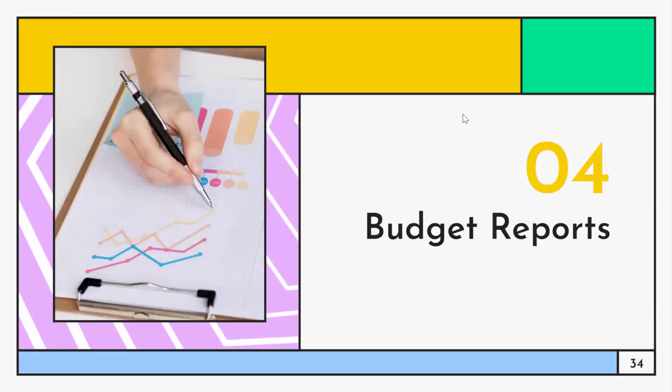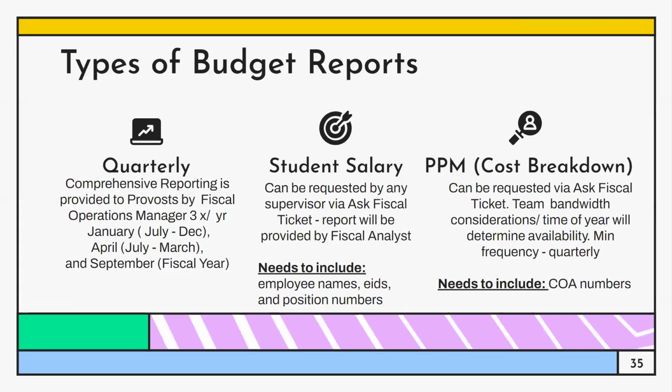Now, talking a little bit more about budget reports. There's a couple of different budget reports that are available to the colleges. One is the quarterly budget report, which is a comprehensive report that's provided to each of the college provosts by the fiscal operations manager 3 times a year.